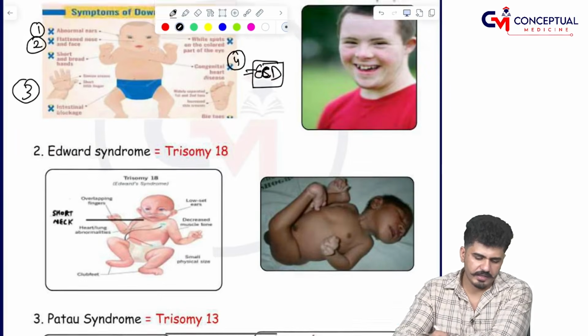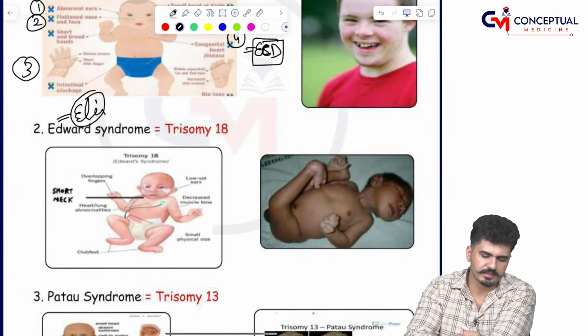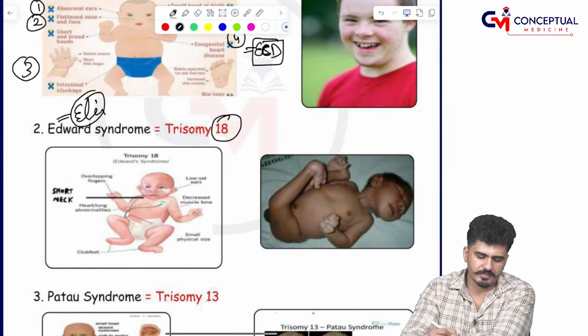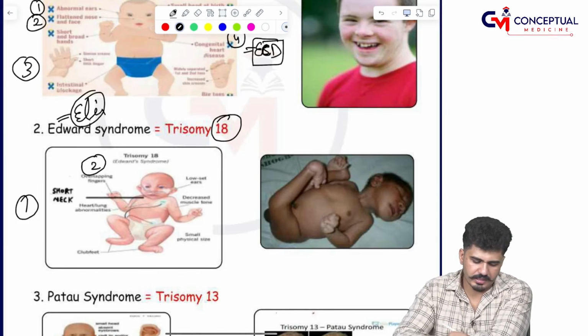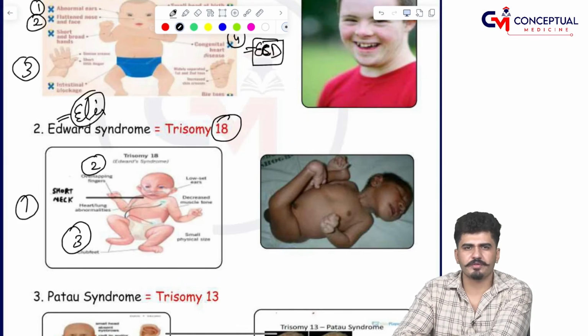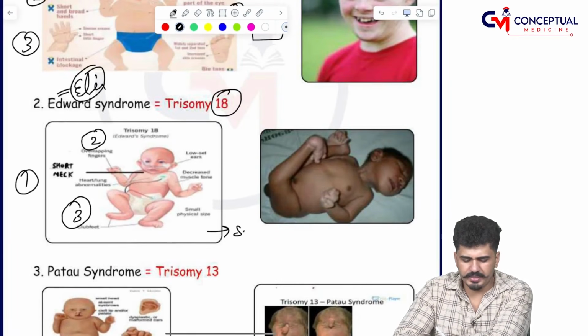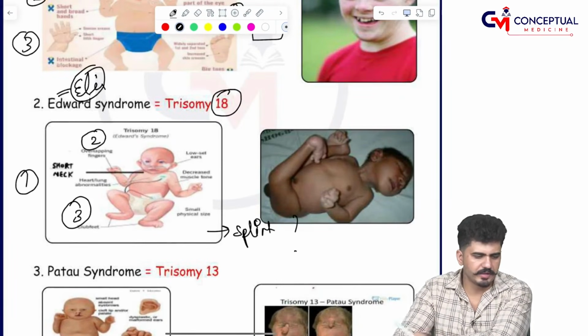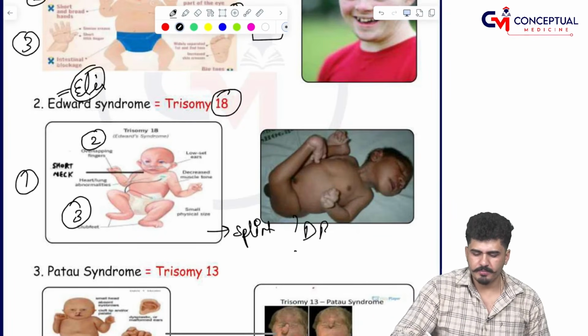Trisomy 21. Edward syndrome. E for Edward, E for election. Trisomy 18. Short neck, overlapping of the fingers, club foot. If there is club foot, which splint are you going to give? Can you tell me which splint you are going to give, sir? Denis Browne splint.